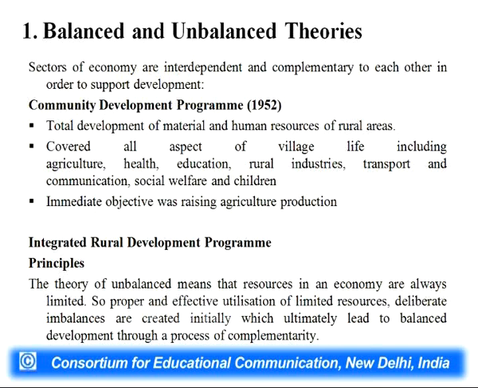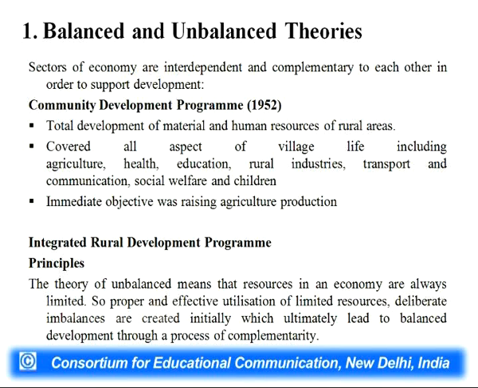First, balanced and unbalanced theory. Sectors of the economy are interdependent and complementary to each other in order to support development. As you know, in 1952 the Community Development Program was initiated. The main objective of this program was to achieve total development of material and human resources in rural areas. It covered all aspects of village life, including agriculture, health, education, rural industries, transport and communication, social welfare and welfare of the children.